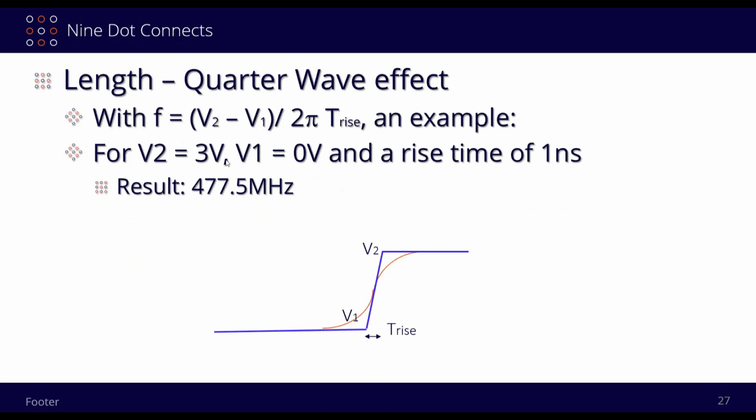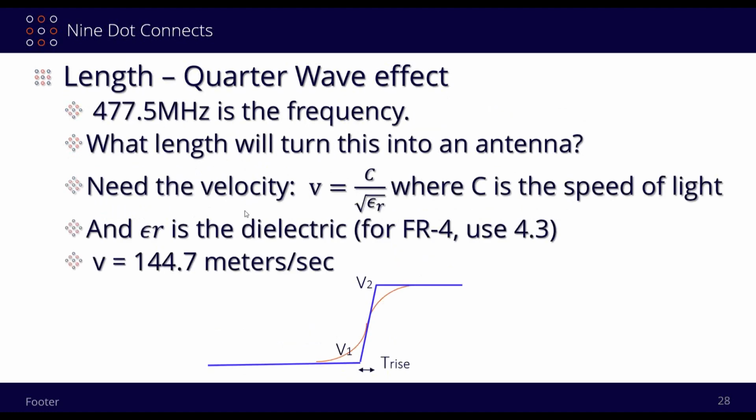So here's an example that I did here. For something that's going from 0 to 3 volts with a rise time of 1 nanosecond, we get a result of 477.5 megahertz. So that's step one. We now have a frequency. Well, I need to get a distance over here. So at what length will this turn into an antenna? That's the big question we need to answer.